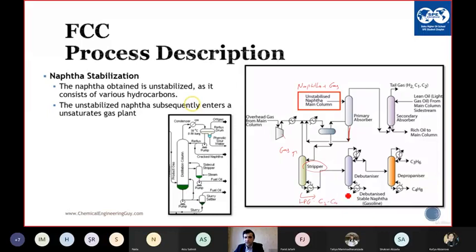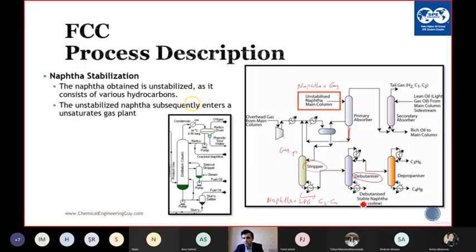And after LPG, the stripper separates the naphtha plus LPG, which is C3 and C4. And the gas is separated, which is sent to the separator, and then the gas is sent to the primary absorber. Here we have the debutanizer.